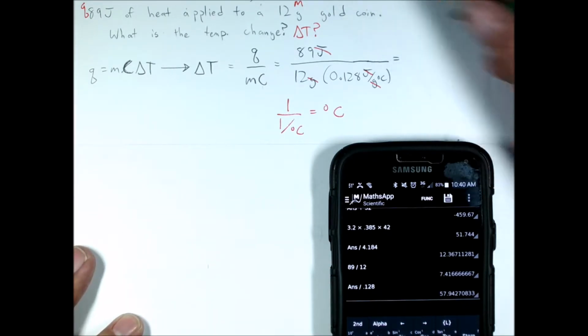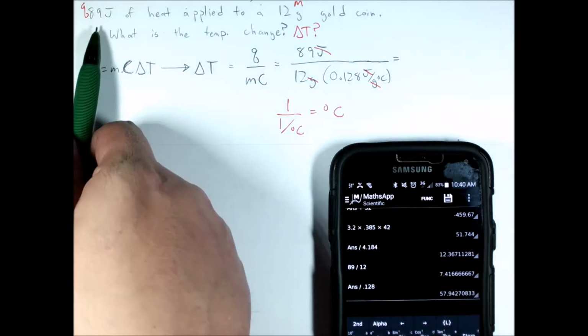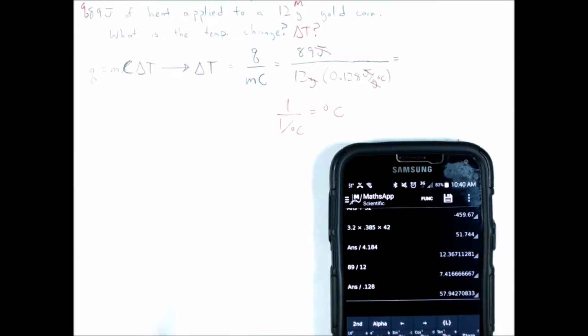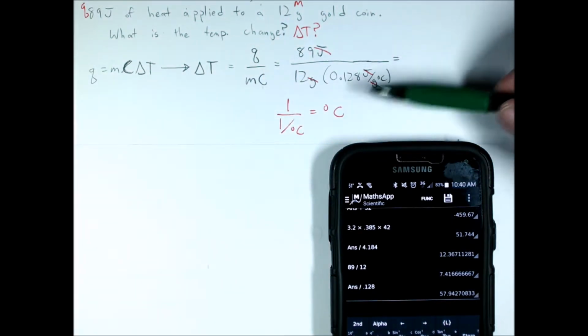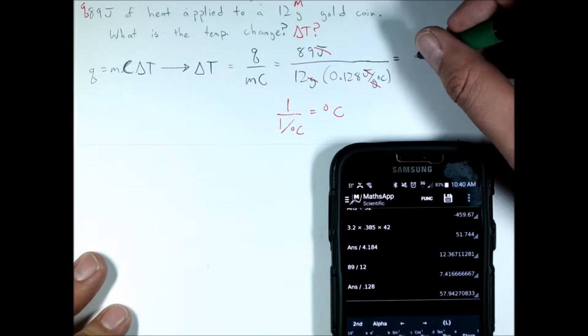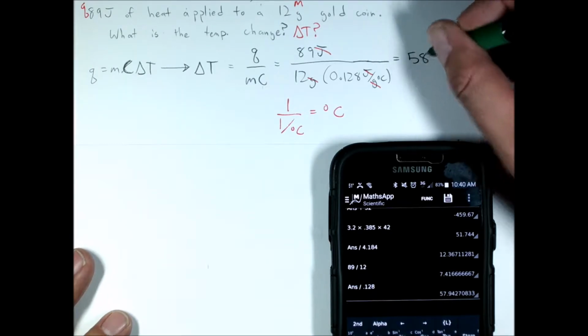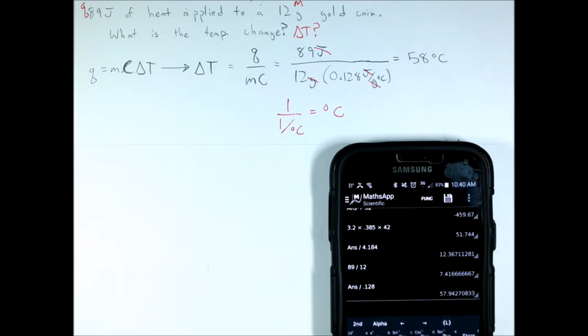All right, so how many significant figures should I have? 2. Things such as the 89 or the 12, those would be measured. The 0.128 came from a table. That's an exact number. So final answer, 2 sig figs should be 58 degrees C.